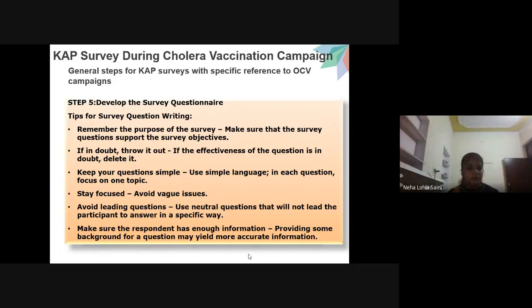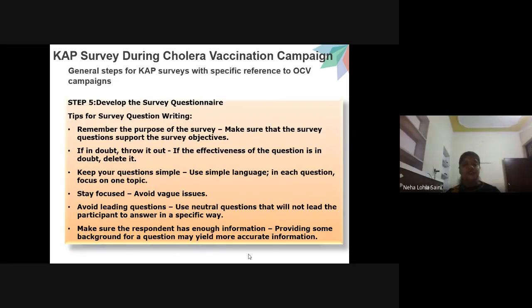Then if in doubt, throw it out. Okay, if you have any doubt in the question, don't include. If the effectiveness of the question is in doubt, again delete it. If you feel after reading the question that the answer will not be relevant to me, delete it. Okay, keep your questions simple. Use simple language. In each question, focus on only one topic. Don't mix 2 or 3 points in one question. Stay focused and avoid vague issues.